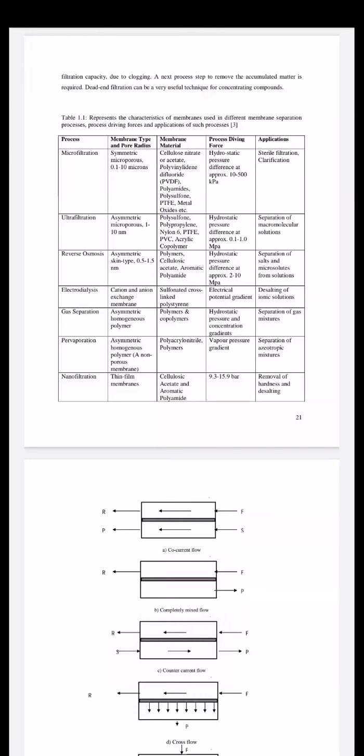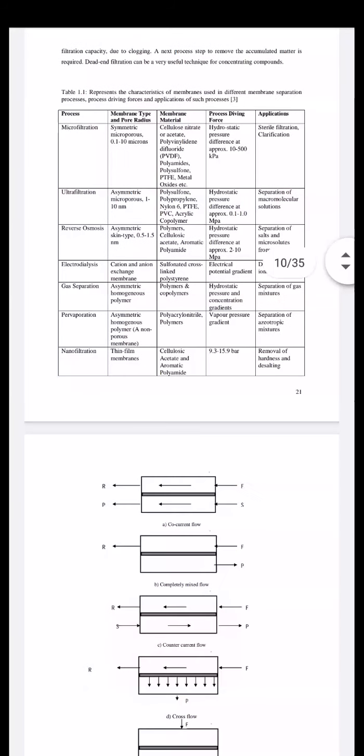So friends, with the help of such various parameters like membrane type, pore radius, membrane material, process driving force, and the application, we can easily distinguish each and every operation related to membrane separation.